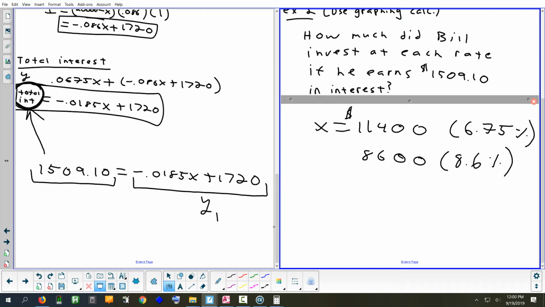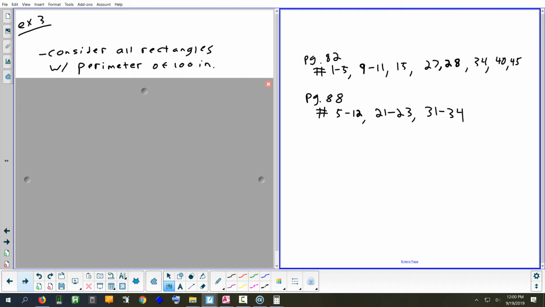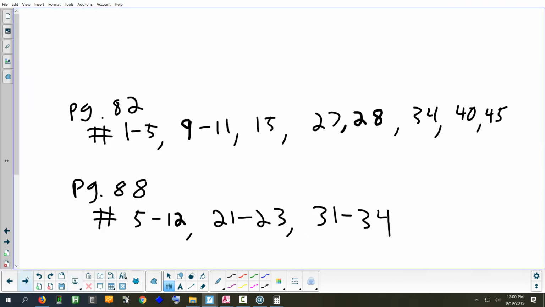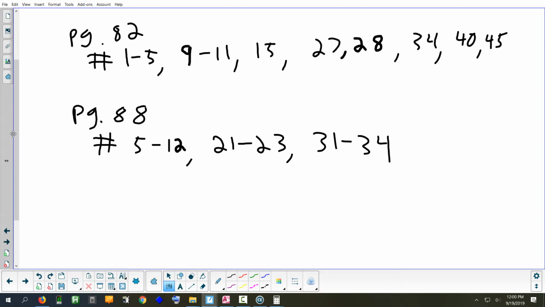All right. So what I'm going to do in the last 5 minutes, I'm going to put up the homework and tell you the kinds of problems you're going to see on the test tomorrow. So the first part that we started with chapter 2, that's on page 82. And the second part that we just did at the end was page 88.